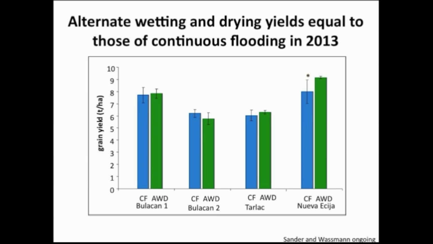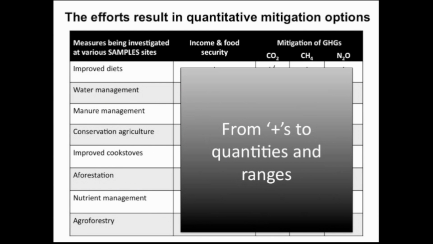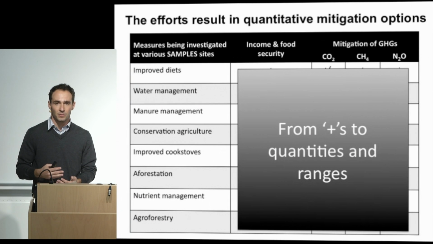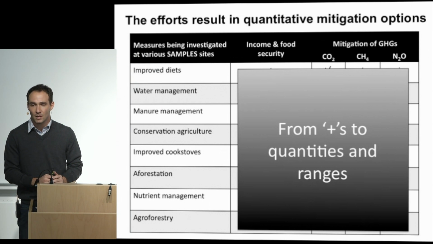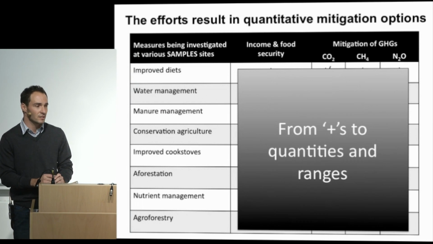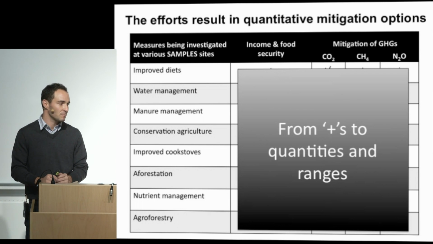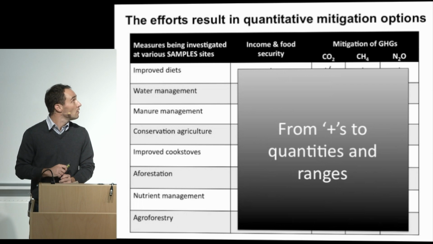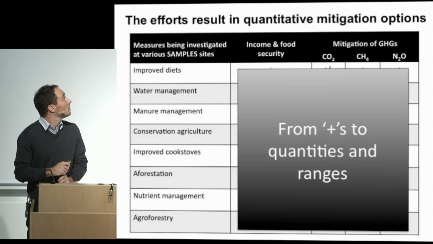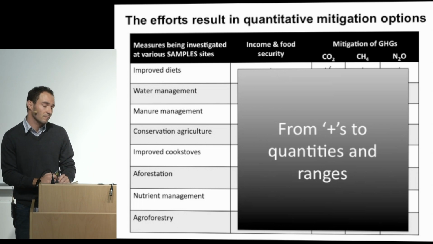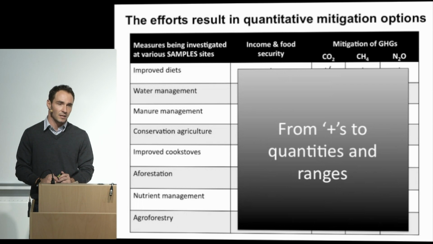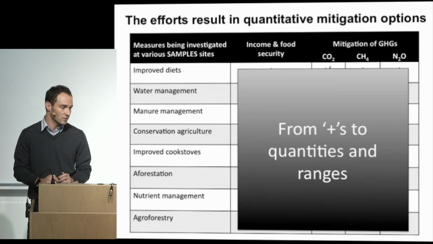And so what do these efforts really produce? What we're doing in SAMPLES is going from these plus and minus and uncertain measurements that you see in many of these tables to actual quantities and ranges that can give you a sense of the actual effect that you might expect. And here are just a few of the various mitigation measures that are being investigated at various SAMPLES locations.